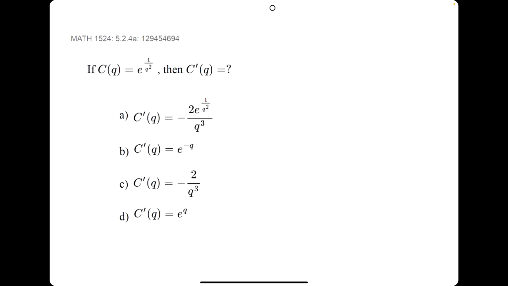In this problem, we are given the function c of q equals e to the 1 over q squared, and they're just asking us to find c prime. This uses the chain rule. How do we know? We have 2 layers to this function. We have e to the something, which is like e to the x, and then we have 1 over q squared. E to the x is our outside function, and 1 over q squared is our inside function.